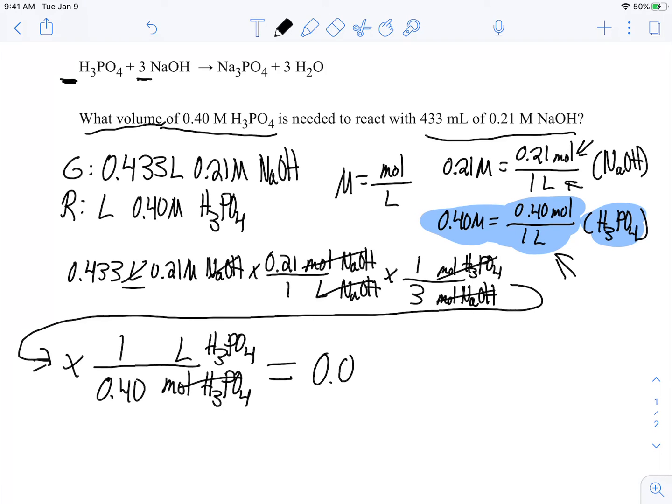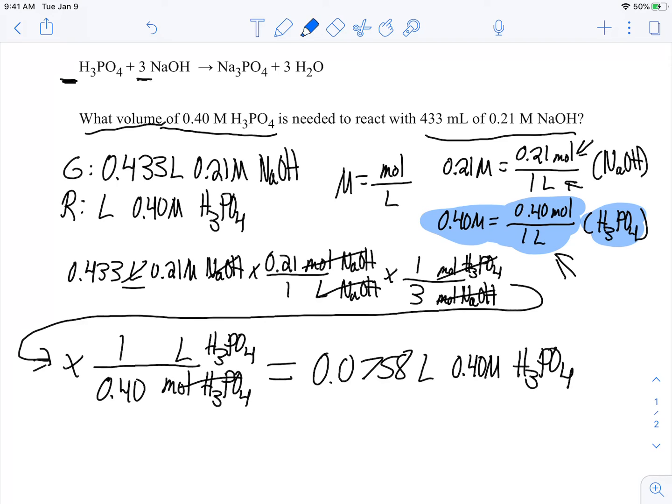So I end up getting 0.0758 liters of 0.40 molar H3PO4.